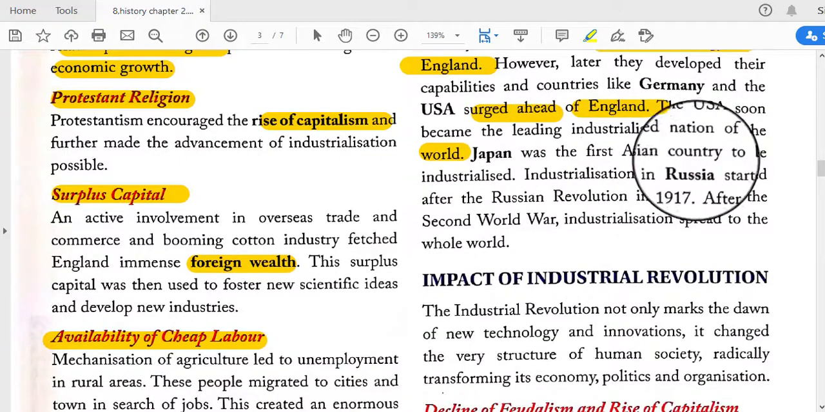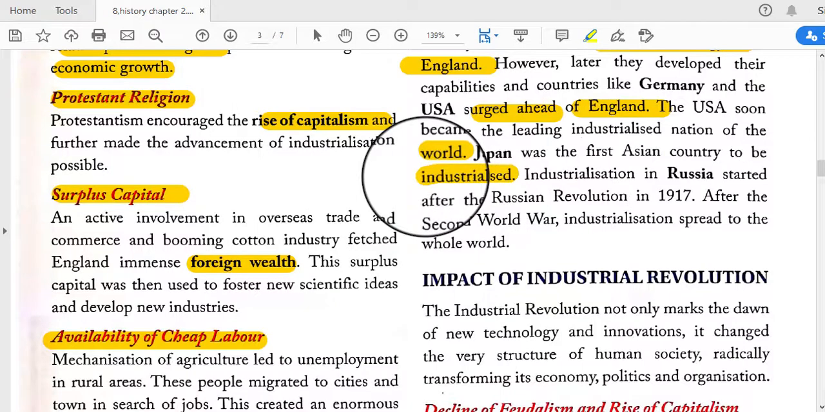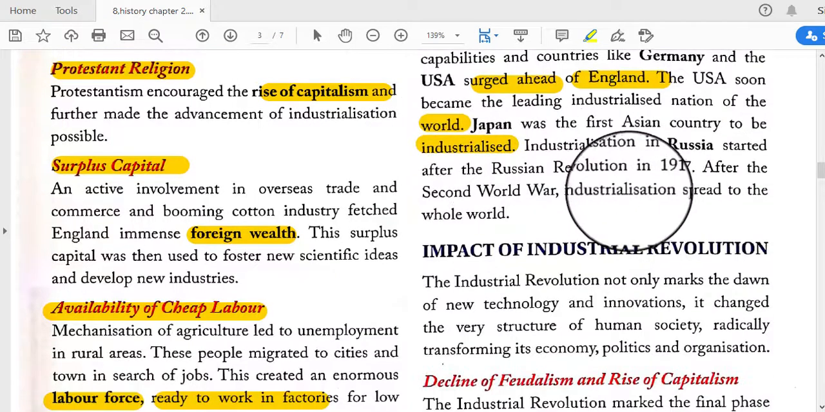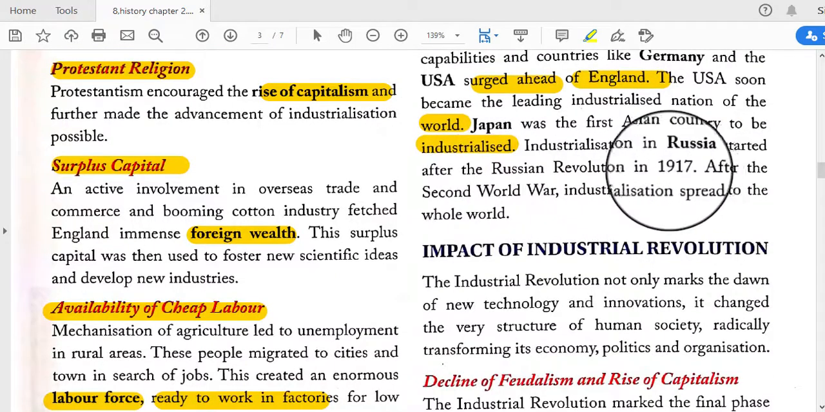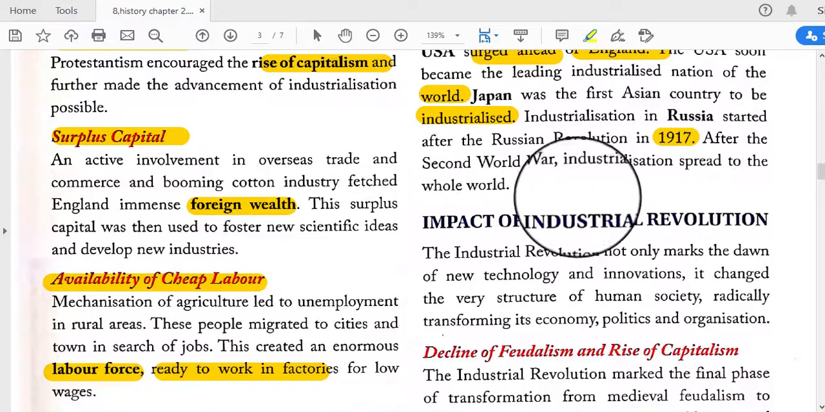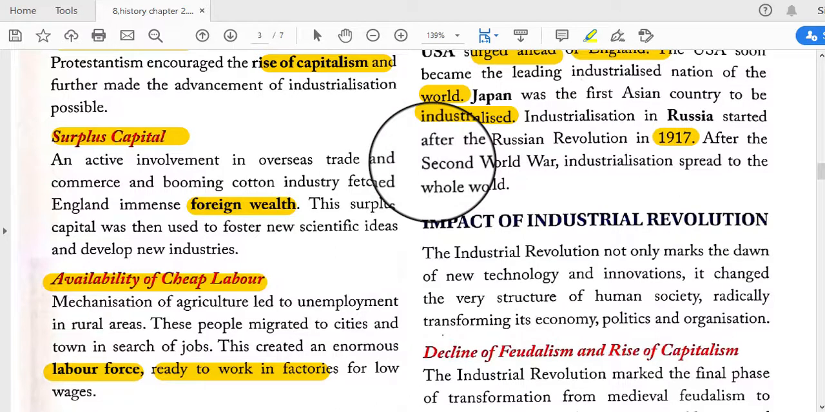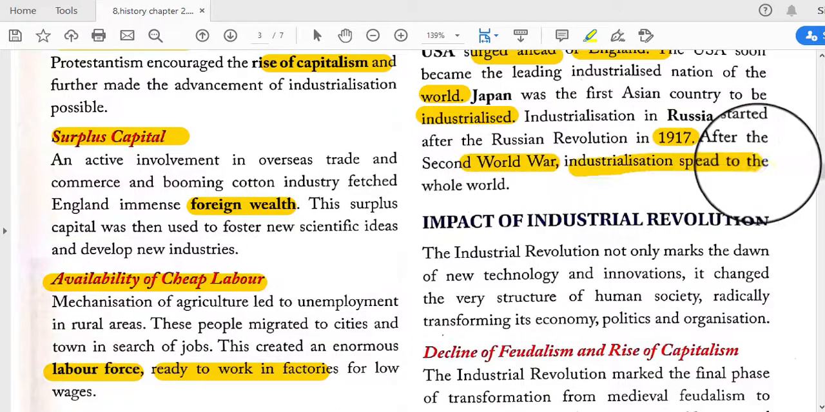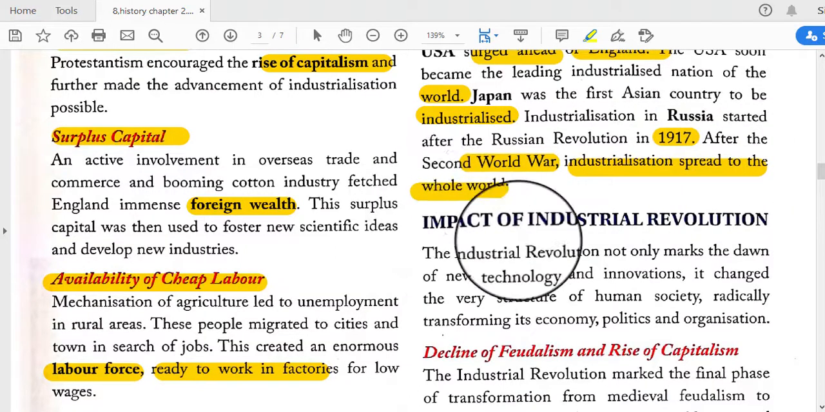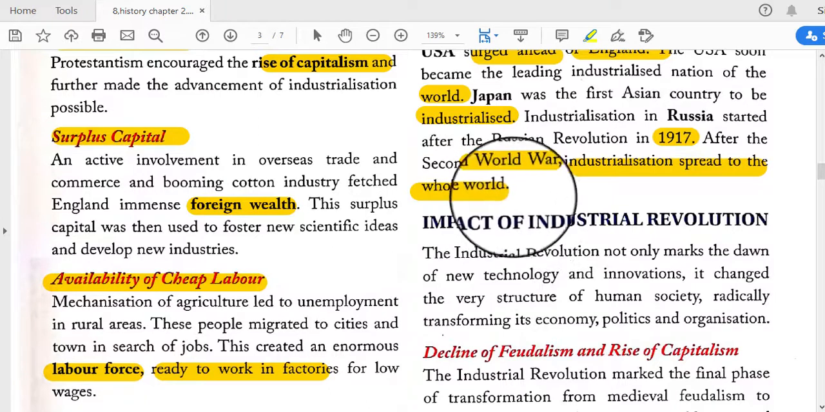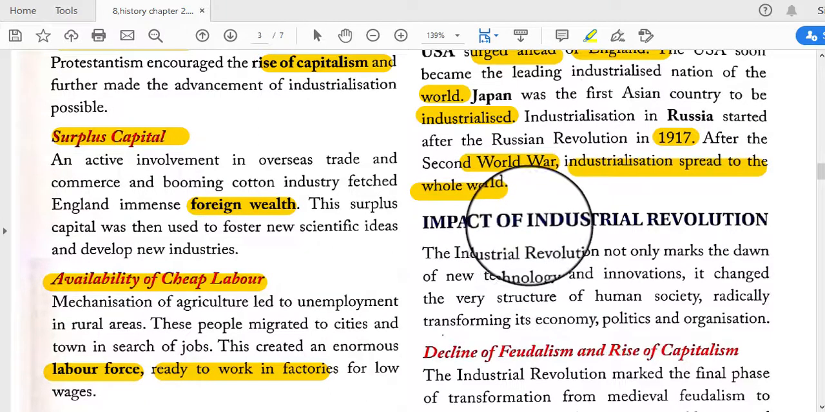Japan was the first Asian country to be industrialized. Industrialization in Russia started after the Russian Revolution in 1917. And after the Second World War, industrialization spread to all the places of the world.